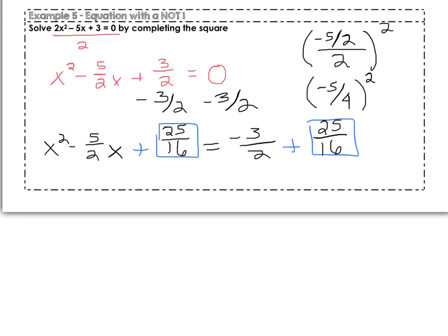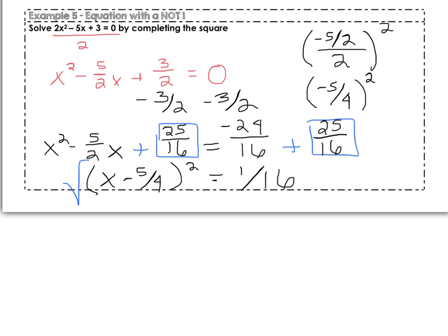Now this is going to produce our perfect square trinomial of x, and remember the pattern, it's always going to be half, so minus 5 fourths squared. On the right hand side, it'd be really helpful to have a common denominator, so I'm going to change negative 3 halves to having a common denominator with 16. So 2 times 8 got me 16, so negative 3 times 8, that's going to be negative 24. So negative 24 sixteenths plus 25 sixteenths gets me 1 16th.